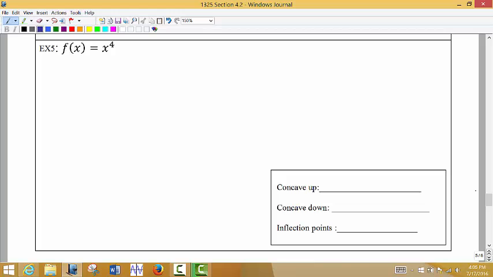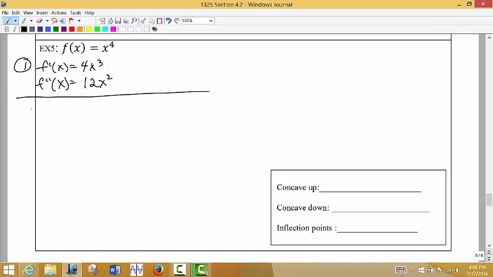Alright, so now we're going to look at kind of a nice and easy one in a way. F of x equals x to the fourth. Nice and easy in that the first and second derivatives are very straightforward. We get 4x cubed for our first derivative. The second derivative turns out to be 12x squared. So that's pretty nice and easy.